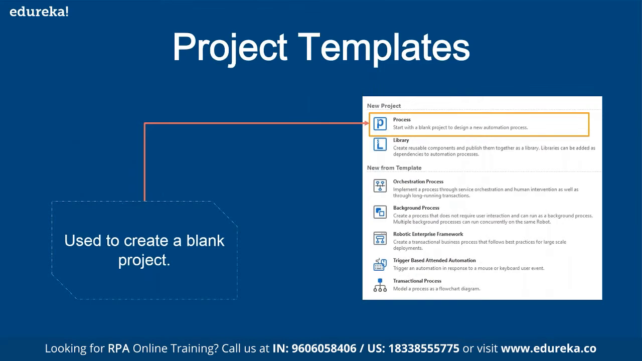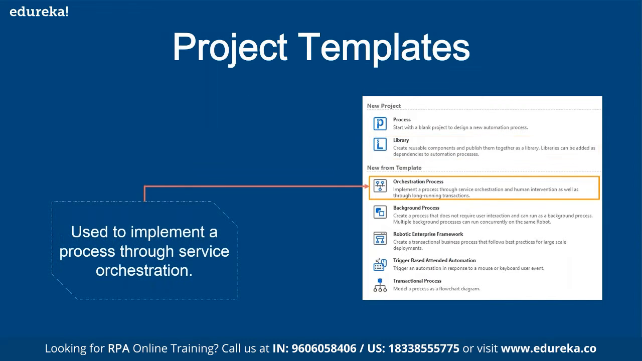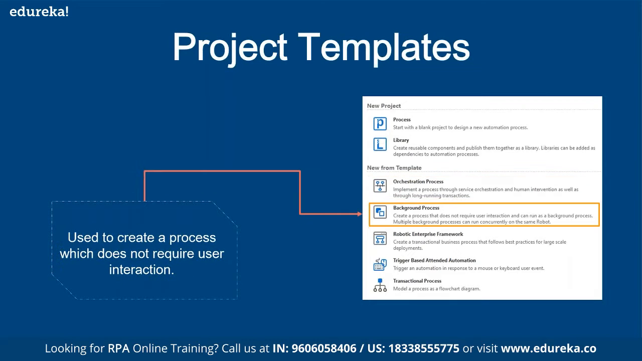So process is used to create a blank project, whereas library is used to create reusable components. Then orchestration process is used to implement a process which will run through the orchestration service. What is Orchestrator is a completely different topic from this webinar. That is an in-depth topic, right? Then background process, the process which doesn't require any human intervention, can be called a background process, and that can also be implemented.